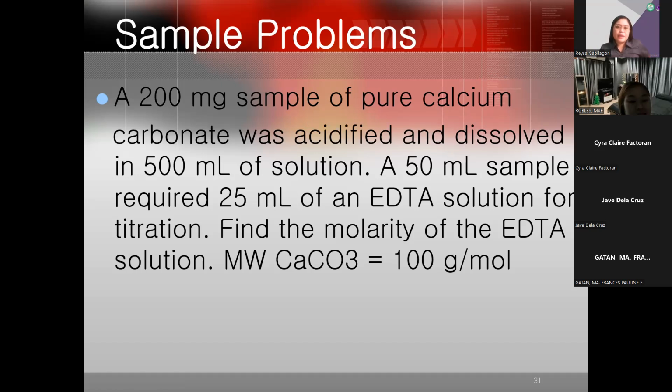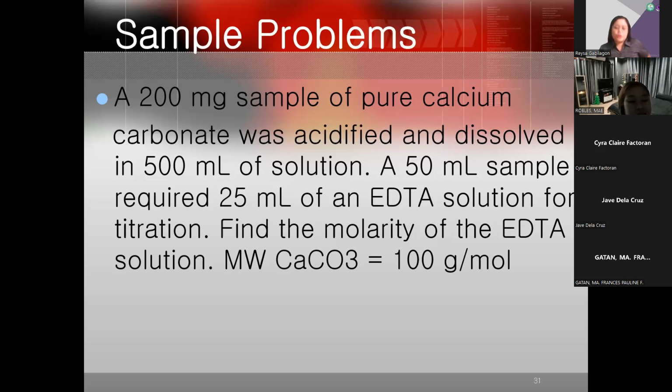So number 1, we have here a 200 milligram sample of pure calcium carbonate which was acidified and dissolved in 500 ml solution. A 50 ml sample required 25 ml of an EDTA solution for titration. Find the molarity of the EDTA solution. The molecular weight of calcium carbonate is 100 grams per mole.